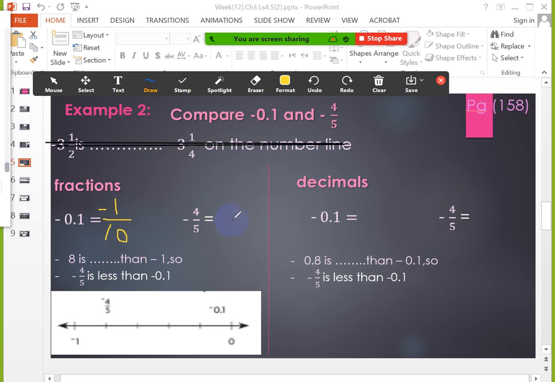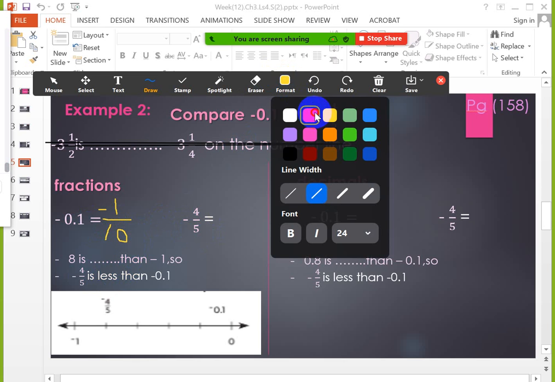Now, this one will be what? Negative 4 over 5. So it's easy for me to compare between fractions now. But to compare between fractions, you remember that I have to make the denominators the same. I have to put the common denominator. What's the common denominator for those fractions? In this fraction I have 10 in the denominator. In this fraction I have 5. What is the common denominator?